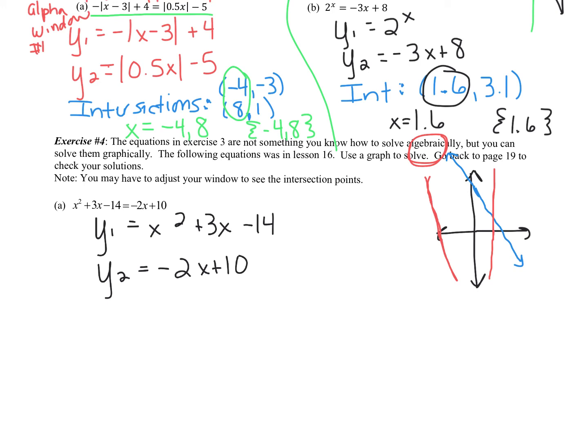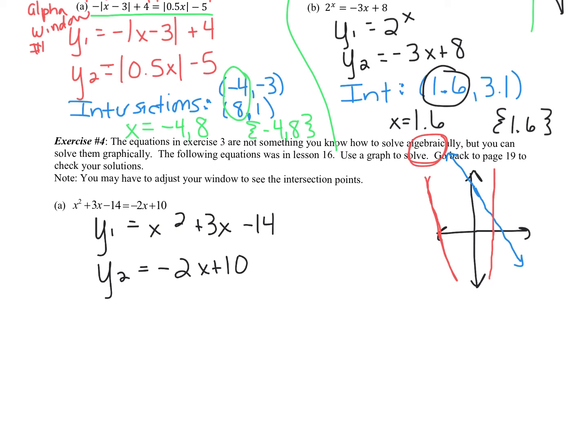I want to see higher in the y direction. So I'm going to make my y max 20. That's not high enough. So I'm going to go back to my window and make my y max 30. I'm also going to go down to negative 20 for y min. So as you should see, the x min and x max should be negative 10 and 10. The x scale will stay at 1. The y min is negative 20 and the y max is 30.